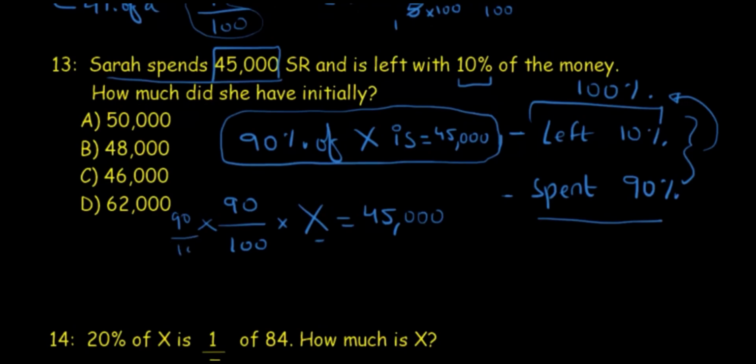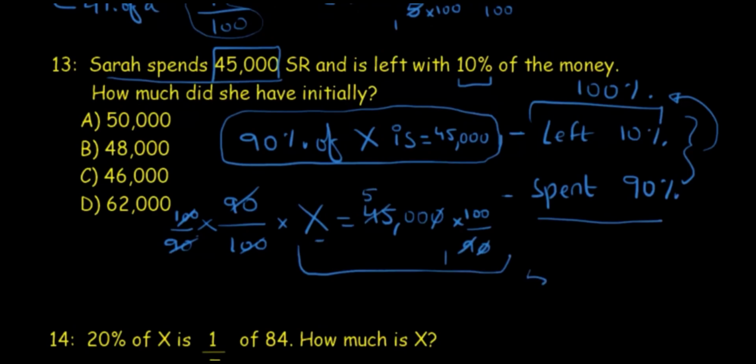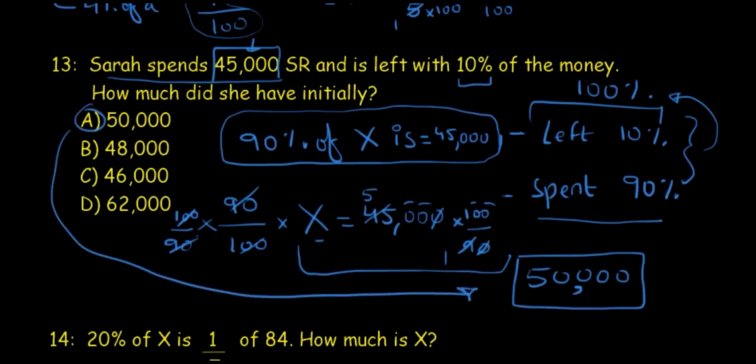I'll multiply both sides by the reciprocal of the fraction. Reciprocal, not the exact fraction. Reciprocal of the fraction, 100 over 90 times 100 over 90. 100 goes with 100, 90 goes with the 90. All I'm left with is this over here. 0 goes with the 0. 9 times 1 is 9, and 9 times 5 is 45. So that's a 5 with how many zeros? 1, 2, 3, 4. That's 50,000. So initially she had 50,000, she spent 45,000 and is left with 10%. So that's the answer, 50,000.